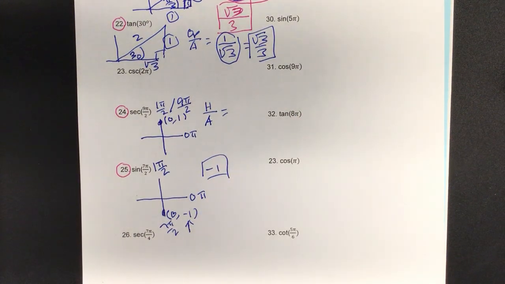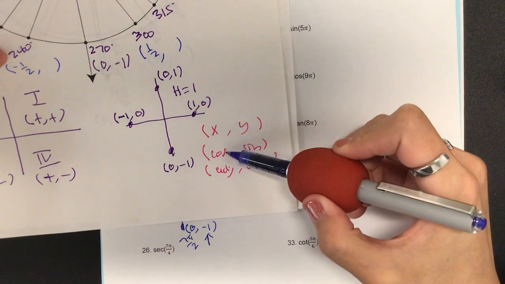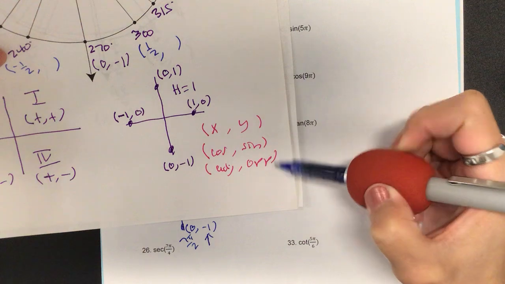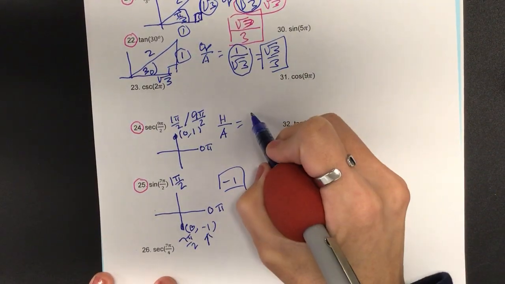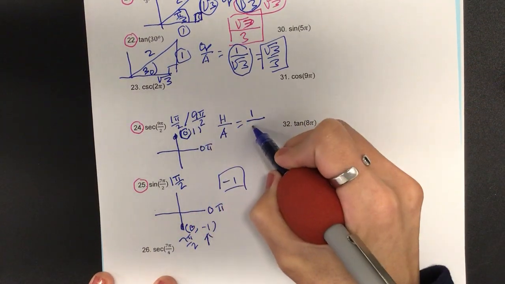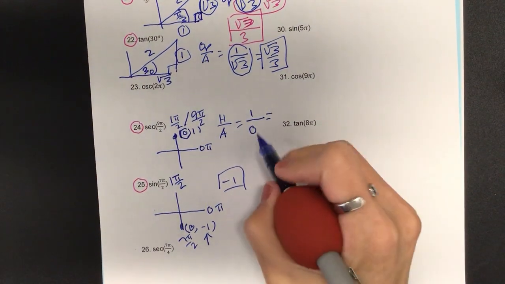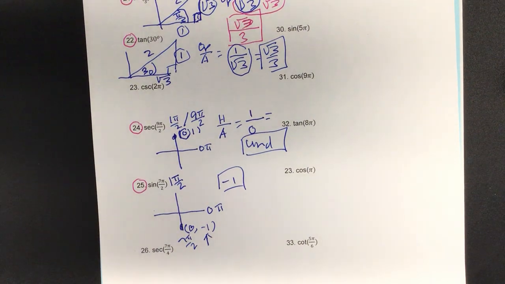Okay, going back to our notes. Eyes on me real quick. So x is cosine. X is also adjacent. Y is sine. Y is also opposite. So in this case, our hypotenuse of that is always 1 and our adjacent happens to be our 0. Can I divide it by 0? No. What do we call that back in algebra? Undefined.